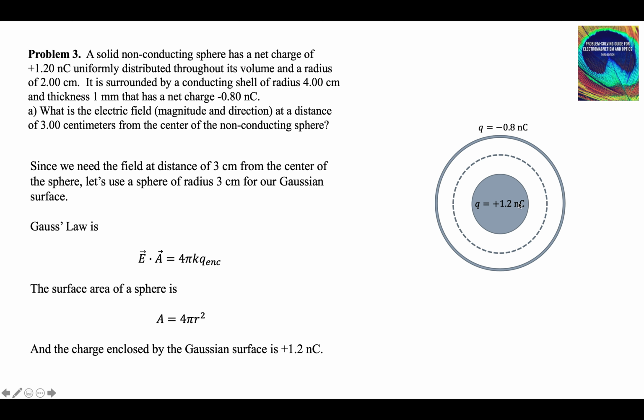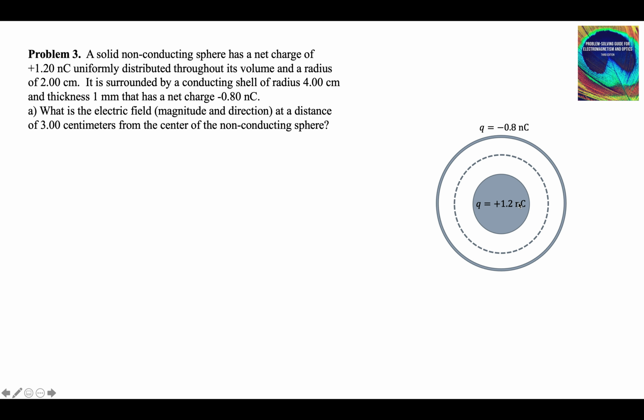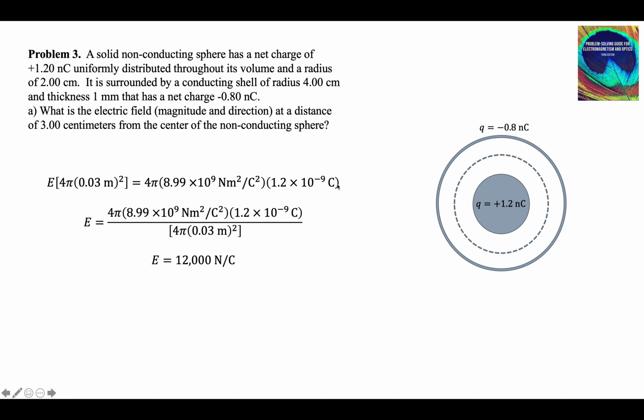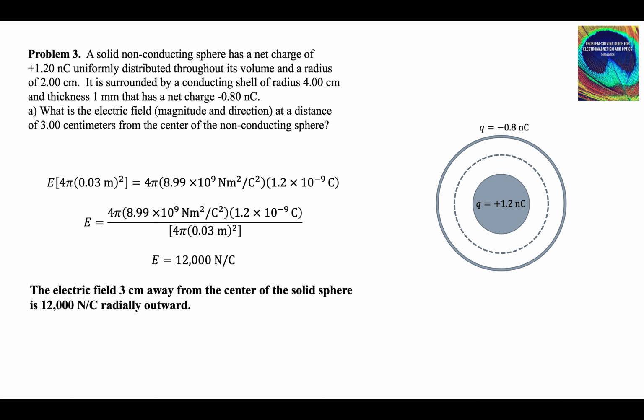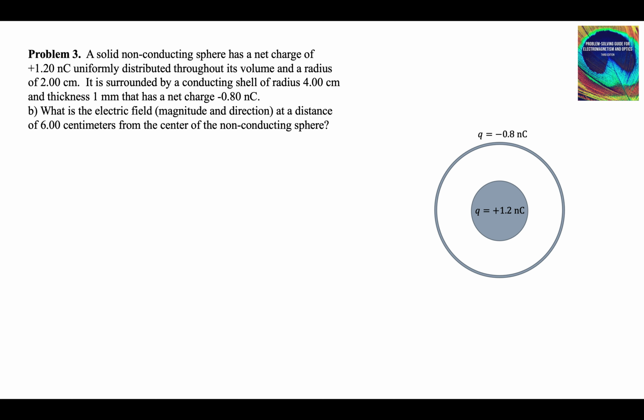Q enclosed is plus 1.2 nanocoulombs, and we're ready to go. There's the area of the sphere, 4 pi r squared, convert it to SI units, and 4 pi k Q enclosed, converting that to coulombs. We can solve for E, and we get 12,000 newtons per coulomb, and since the charge is positive on the non-conducting sphere, we know it's radially outward. So part A, the electric field 3 centimeters away from the center of the solid sphere is 12,000 newtons per coulomb radially outward.